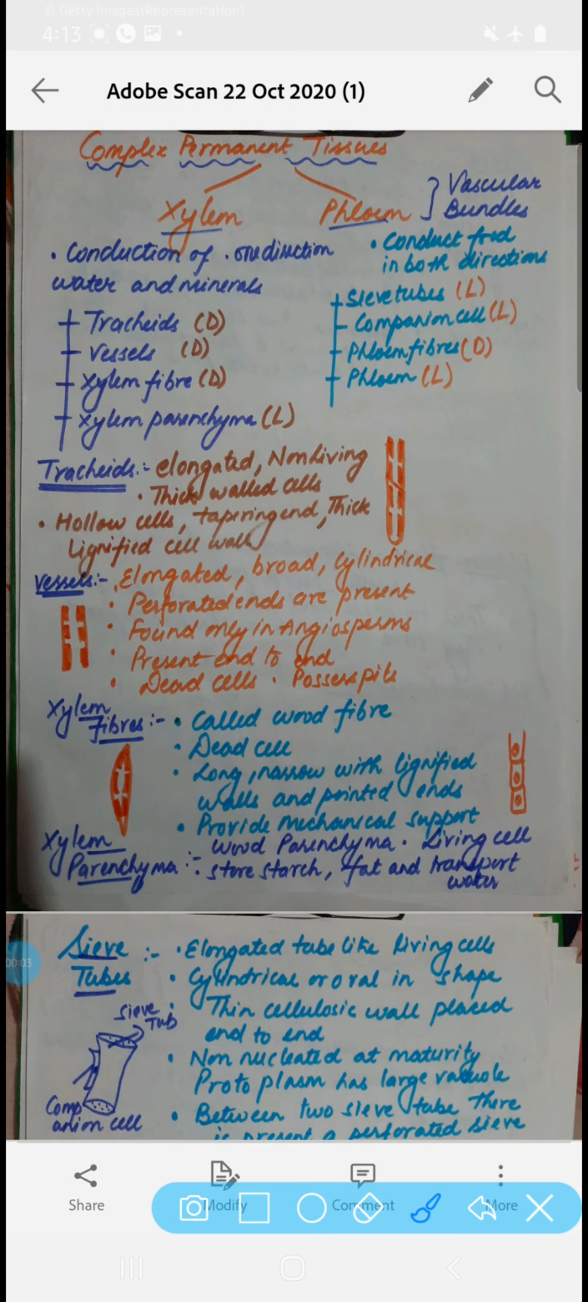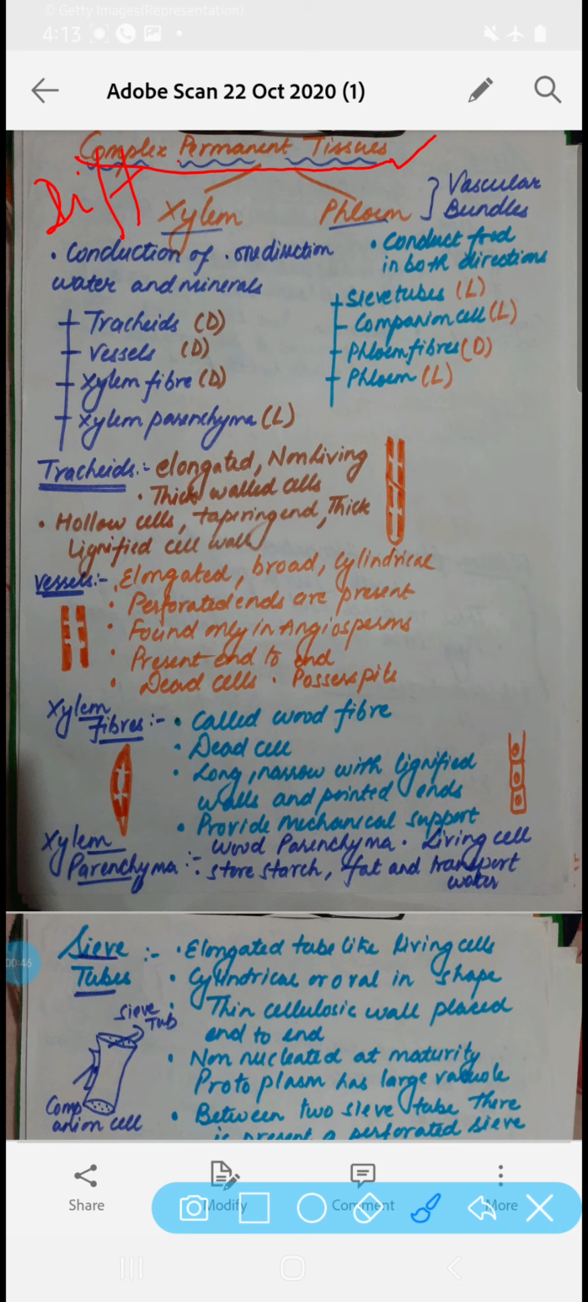Good morning, students. Today we will start with the next kind of permanent tissues, that is complex permanent tissue. I have told you earlier that complex permanent tissues are called so because they are made up of different types of cells. That is why they are named complex permanent tissue. But we have studied about the simple permanent tissues, that they are made up of only one kind of cells.